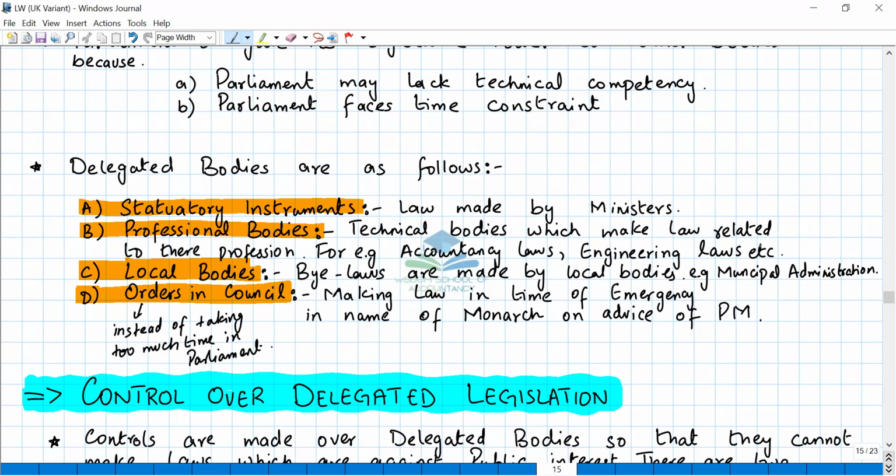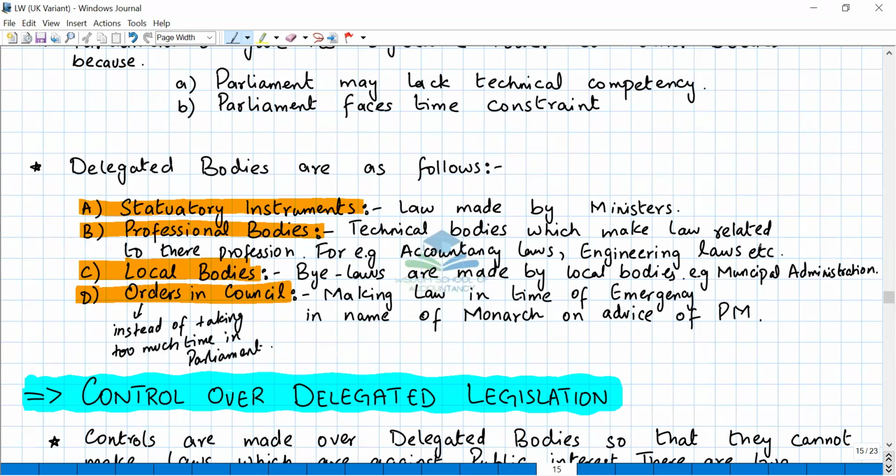Okay. Then local bodies. Bylaws are made by local bodies like municipal administration. For example, you will delegate the authority to local bodies of a country, like the tehsil. You know what municipal administration is? The city administration.